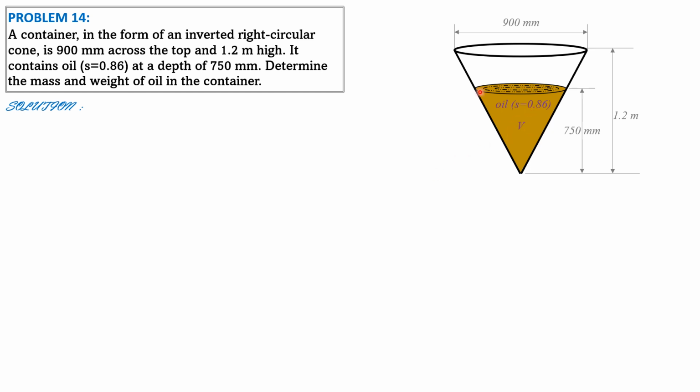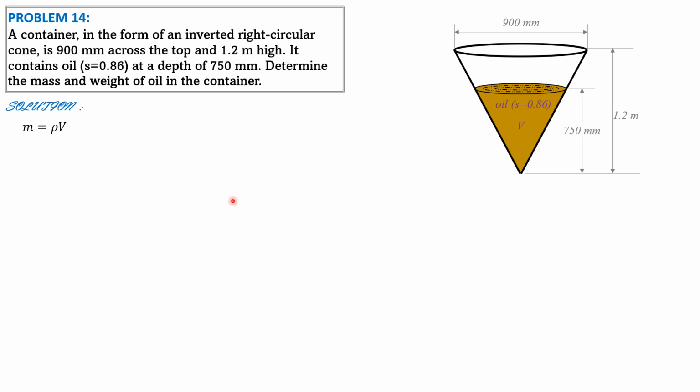So this volume is similar to the parent volume. So we can use similar solids approach here, although you can apply similar triangles to solve for the radius. Then you can compute the volume of this conical portion, but the easier and direct way is the similar solids, because this is similar to the parent container. So the density is 0.86 times 1000, so 860 kilogram per cubic meter.